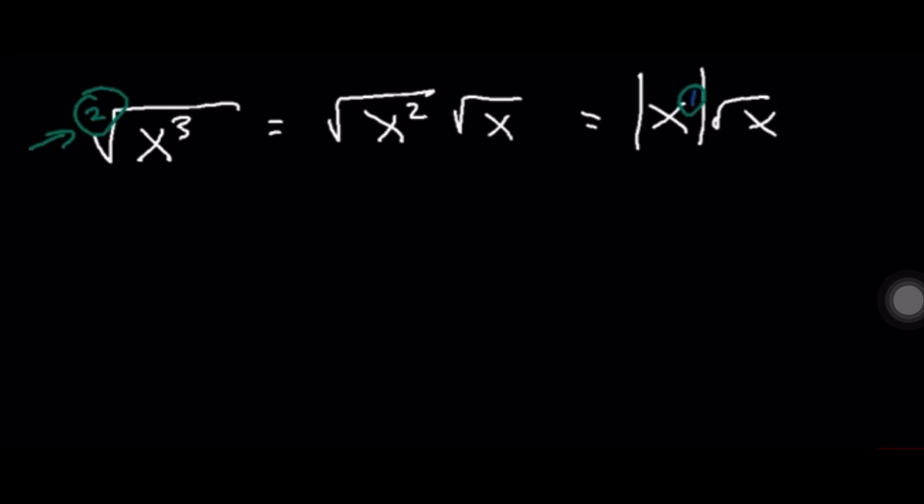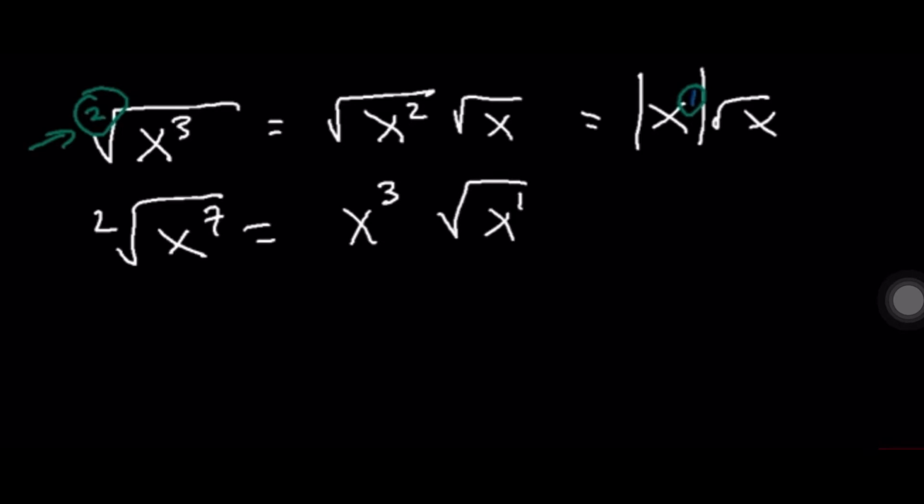So let's say you have the square root of x to the 7th. Here's another way you can do it. How many times does 2 go into 7? 2 goes into 7 3 times, so it's going to be x cubed, and then with 1 remaining, x to the 1.